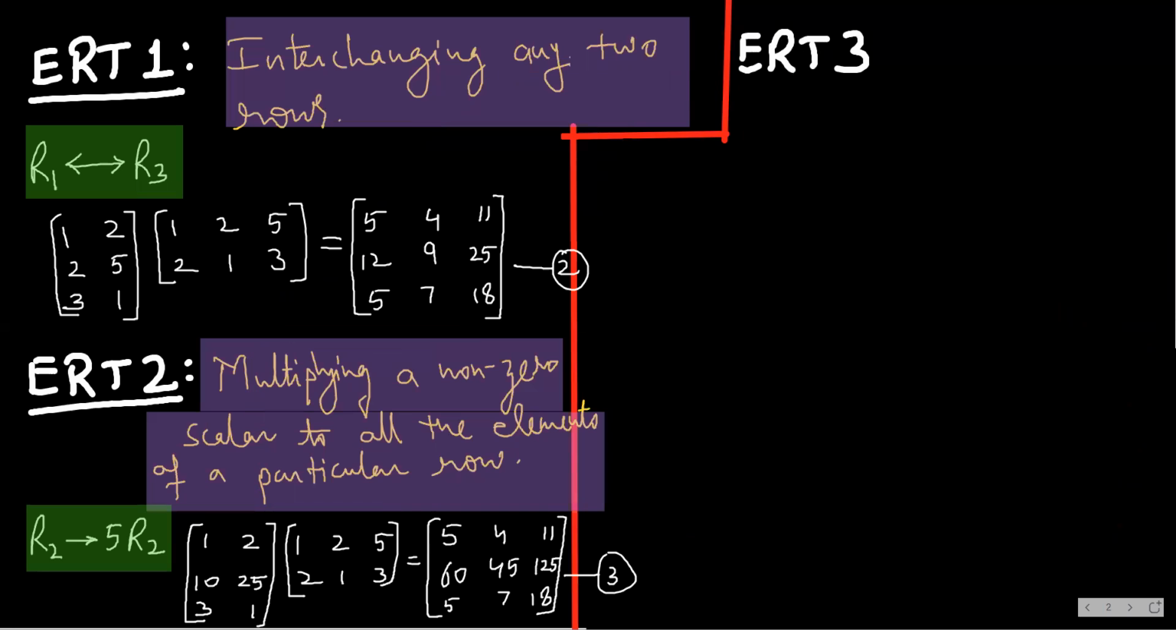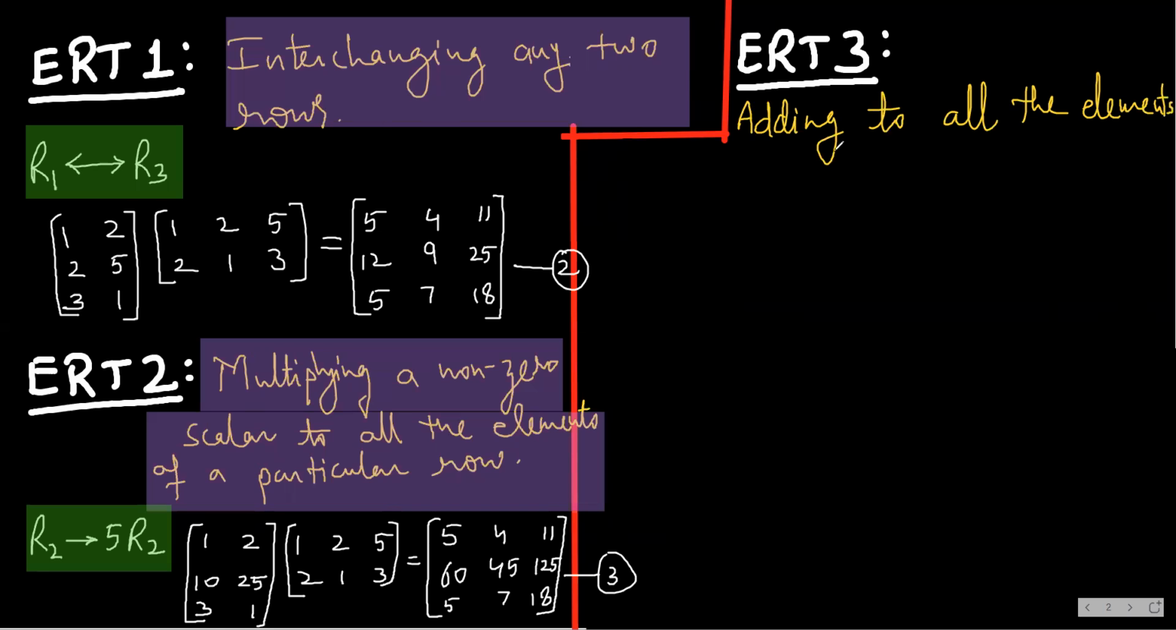ERT3. This one has the biggest statement of all. ERT3 has the longest statement of all the elementary row transformations. So what is it? I will write here. See here. It starts with the word adding, to all the elements. It is very simple. Only thing is it is a bit bigger than the other statements.